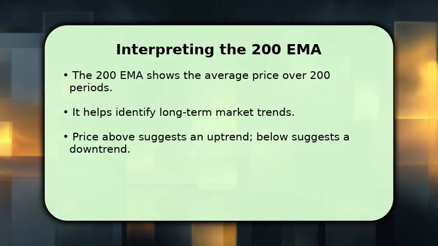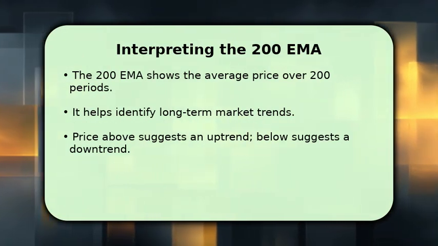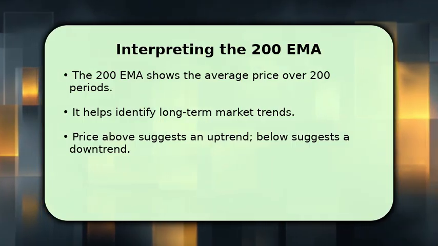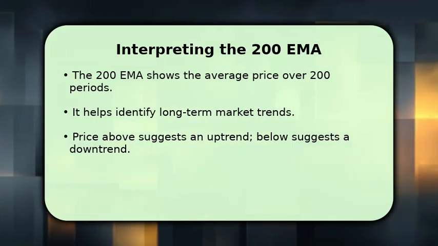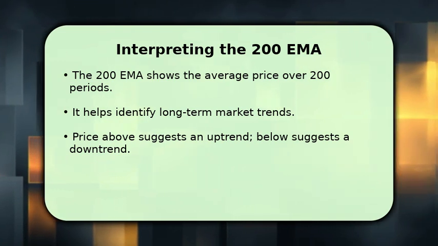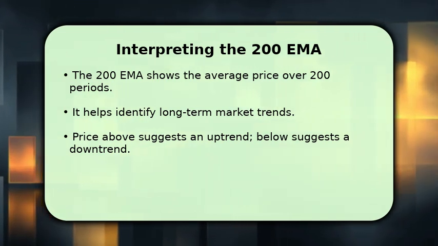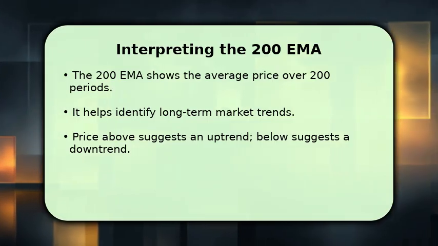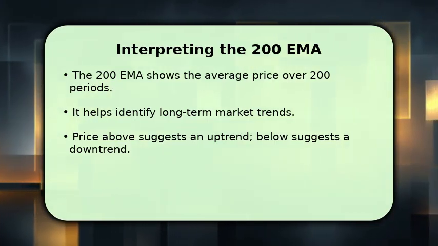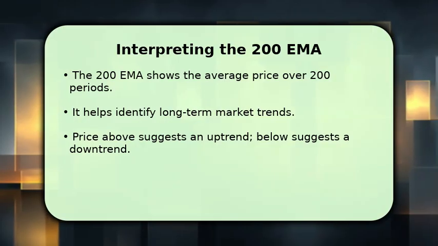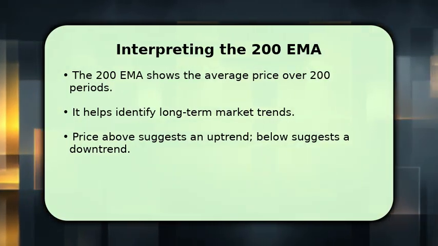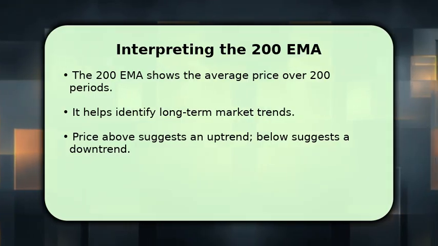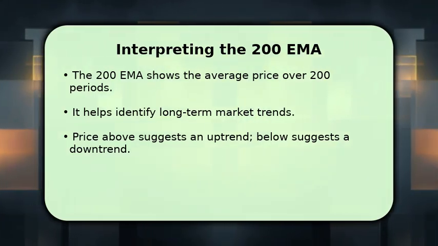The 200 exponential moving average is a powerful tool for understanding market direction. It calculates the average price over 200 periods, giving you a smoothed view of the long-term trend. When the price is consistently trading above the 200 EMA, it generally indicates an uptrend. Conversely, if the price remains below, it often signals a downtrend. This indicator provides a clear visual reference for market sentiment.